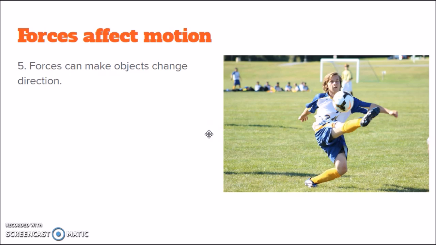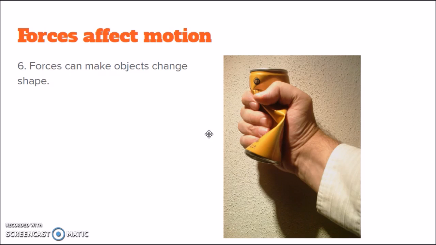And then the 6th way that forces can affect motion, forces can make objects change shape. This aluminum can was a particular shape, but this person put a force on it with their hand, and that made it change shape. So there's your 6 ways that forces can affect motion.